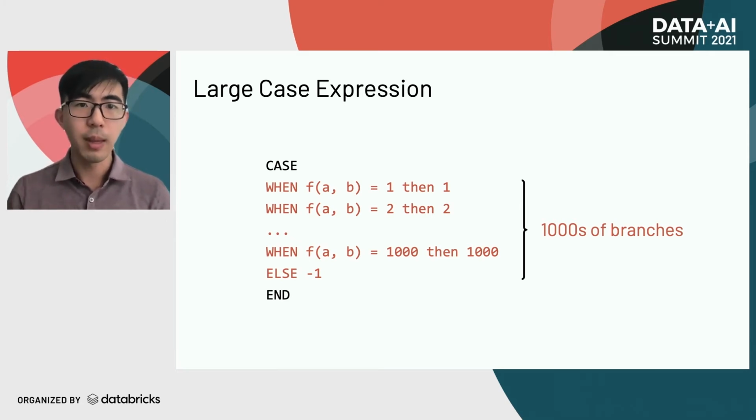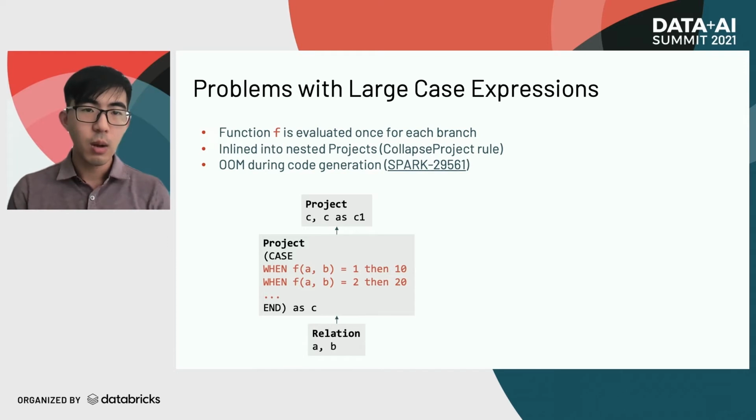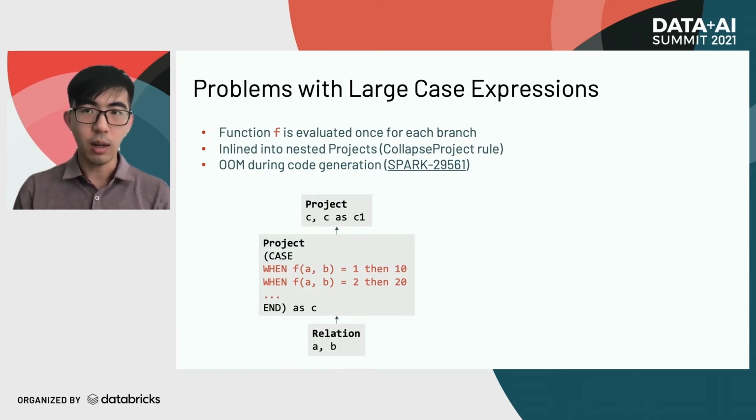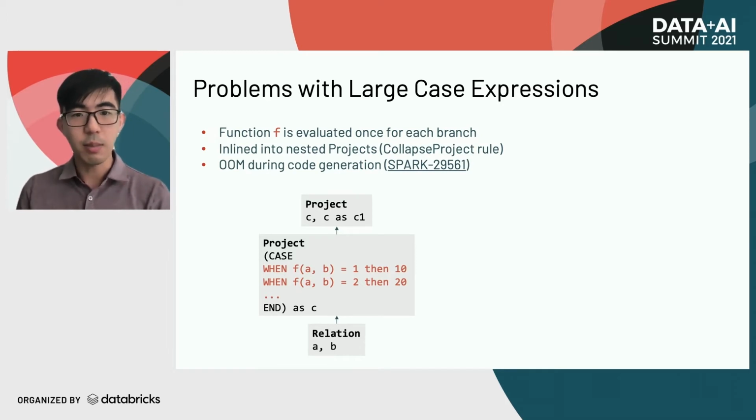And this is a problem for multiple reasons. One is that the function that you reference in each of the when branches is going to be computed for every single one of these branches, because Spark doesn't optimize them away during the optimization time. During codegen, Spark does have something to eliminate these repeated computations, but it doesn't work enough for us, and for reasons you'll see soon as well.